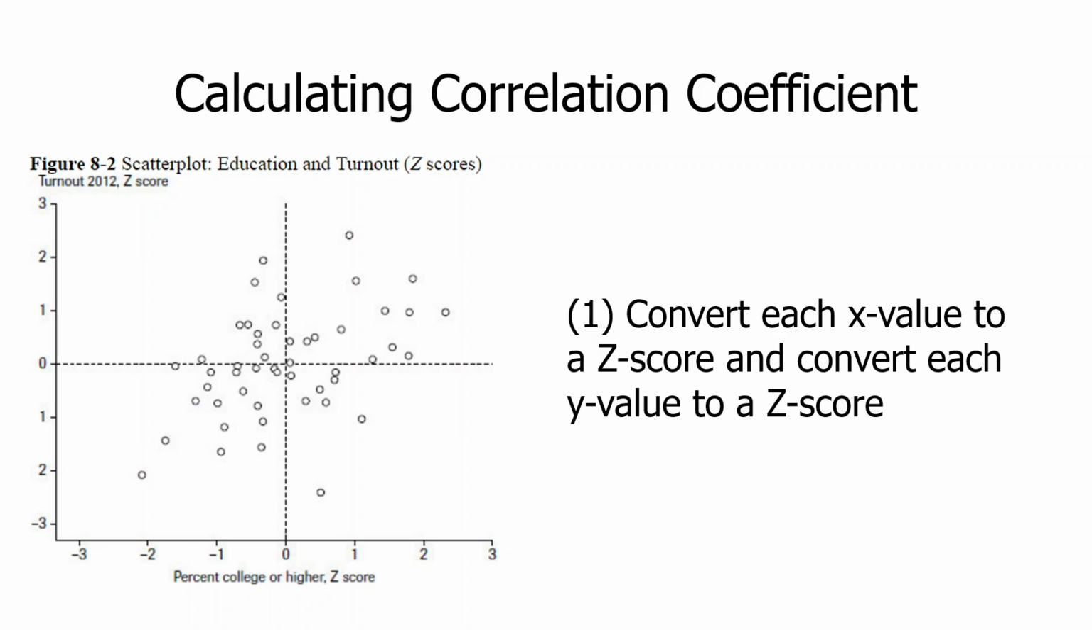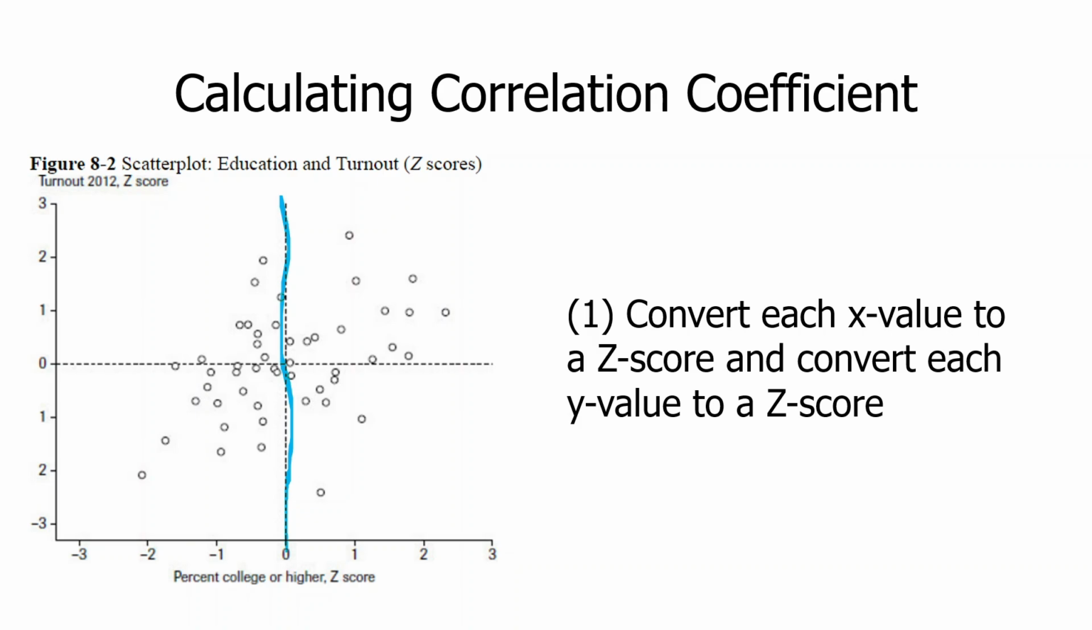Now, what does this mean? We talked about z-scores back in chapter 6. Any state whose level of college education or higher places it at the mean of all states would have a z-score of 0 on college education. I happen to know that the overall mean of college education or higher is 27%. So these states right here have about 27% of their residents with a college education. The overall mean of turnout was 60%.